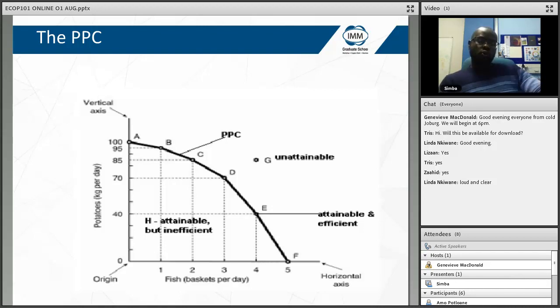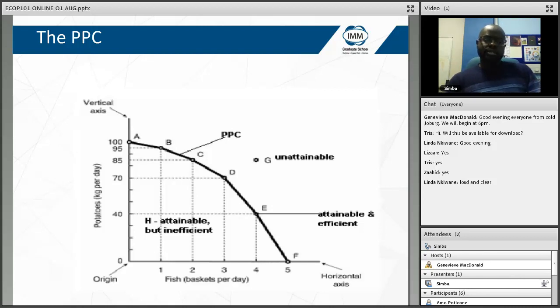We also have points that are to the right of the PPC, like point G, for example. Point G shows us scarcity because given the resources that we have, we cannot attain that point. Point G has more fish and more potatoes as well, but because our resources are limited, we cannot reach that point.